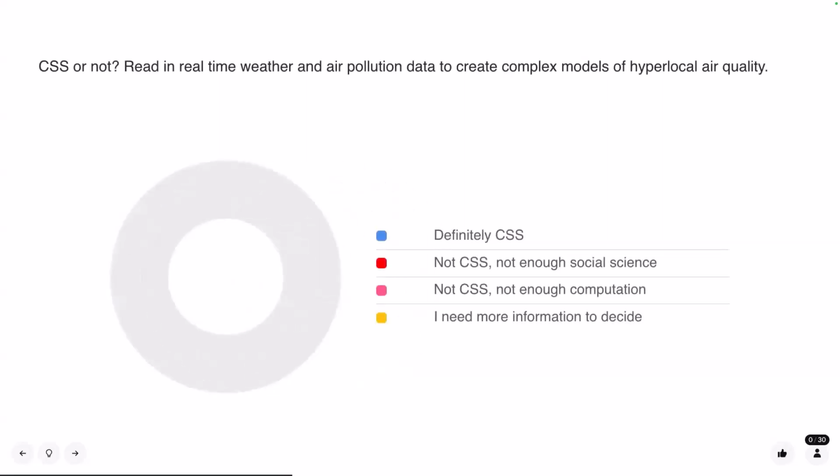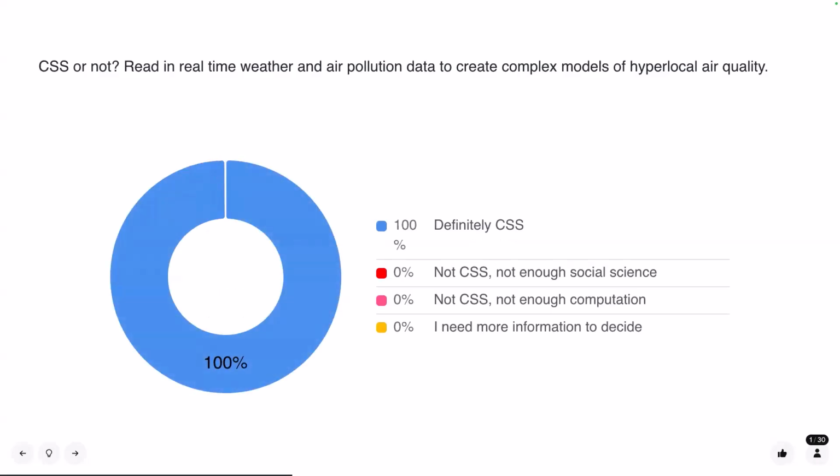So yeah, this is the second to last project here. So if you're feeling like questioned out, don't worry, we'll be done with this soon. But this example looks at reading in real-time weather and air pollution data to create complex models of hyperlocal air quality. So yeah, what do we think for this?